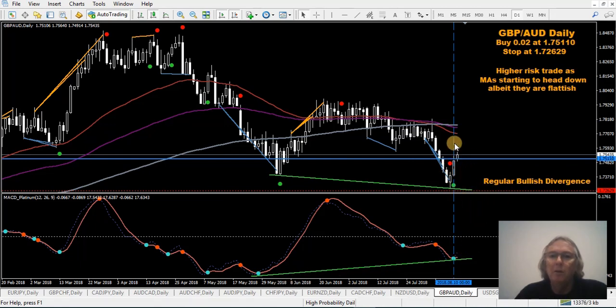The MAs are starting to spread, and technically they're in a downtrend, albeit they are very flat and fairly tight still. So if we can push up to there, that'd be nice. That's the pound Aussie and a buy.